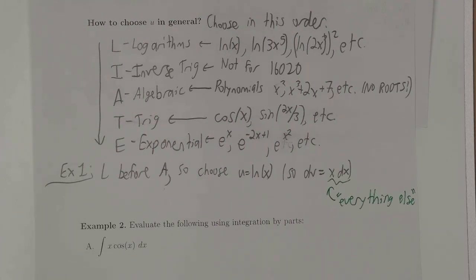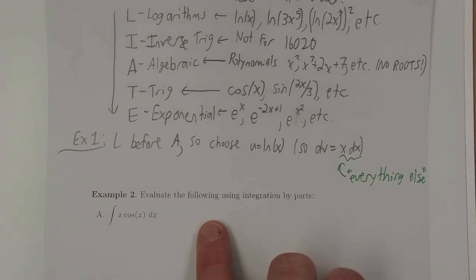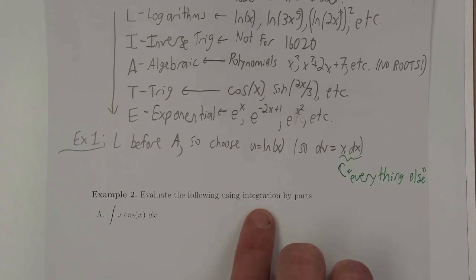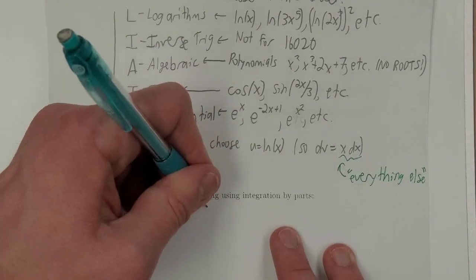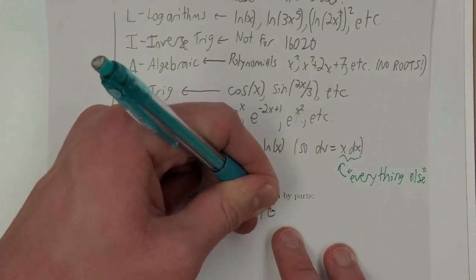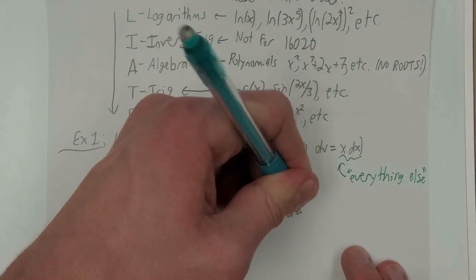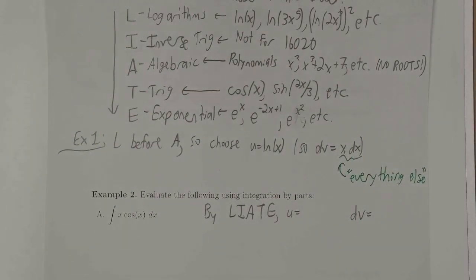Okay. So let's apply this rule that we just established to this example here, so 2a. Evaluate the following integrals using integration by parts. With a here, we have x times cosine of x dx. So by our acronym that we just established, by LIATE, we need to choose u and dv. By our acronym, what would be an appropriate choice for u?